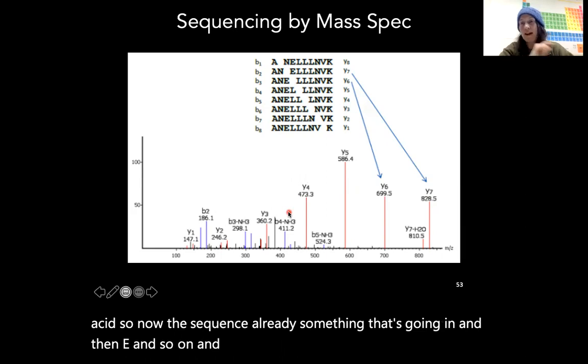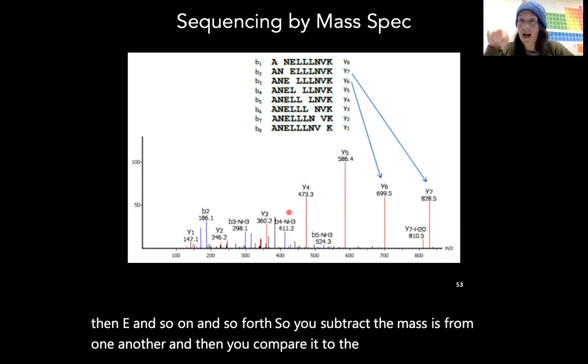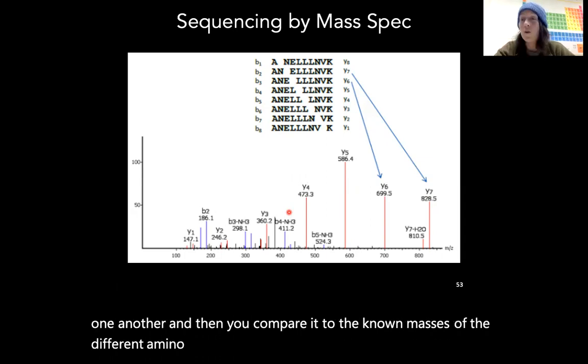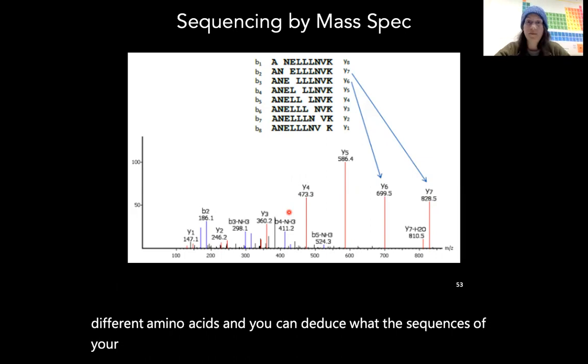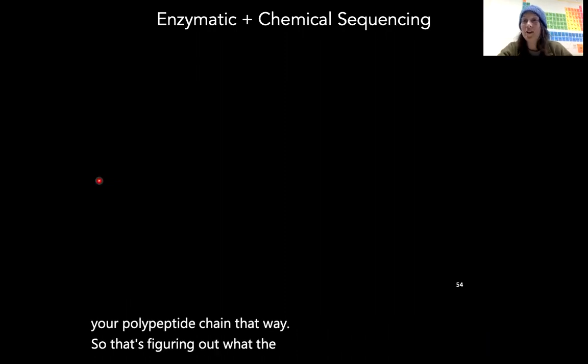So you subtract the masses from one another, and then you compare it to the known masses of the different amino acids, and you can deduce what the sequence is of your polypeptide chain that way. So that's figuring out what the sequence is of your protein using mass spectrometry.